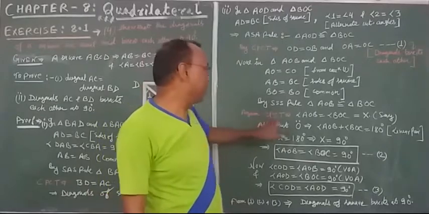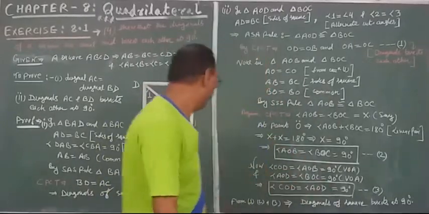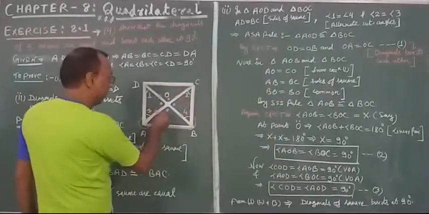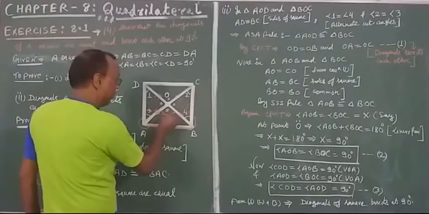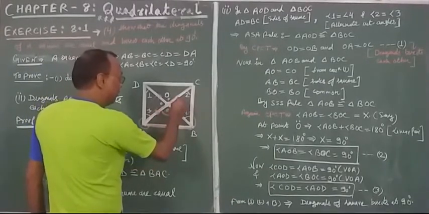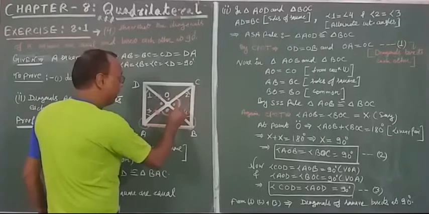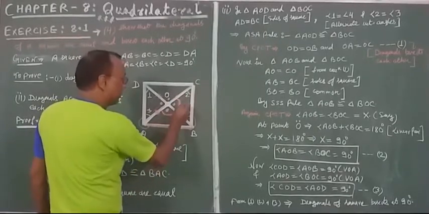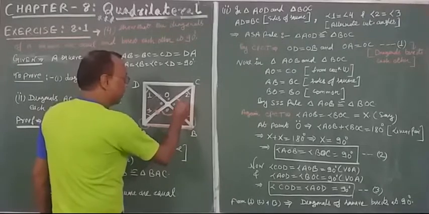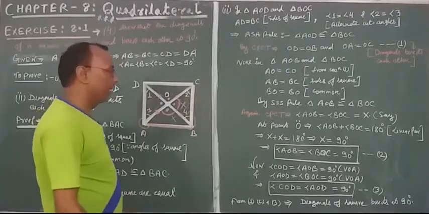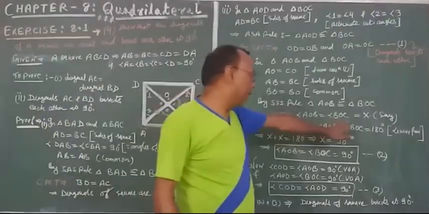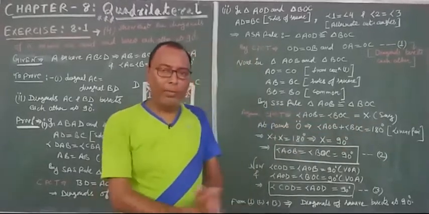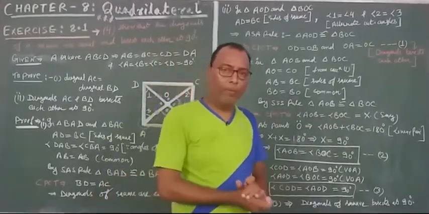Then again by CPCT, what will happen? This angle AOB and this angle BOC will be equal, and let them be X. Is it okay? So again by CPCT, angle AOB is equal to angle BOC, which is equal to X.